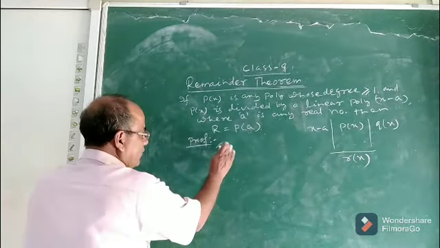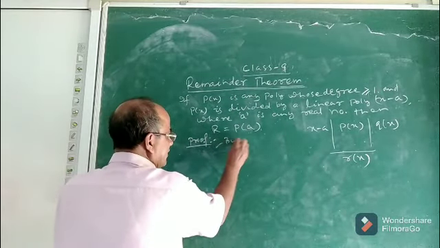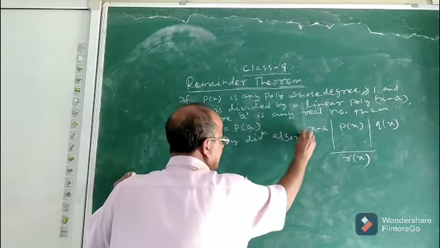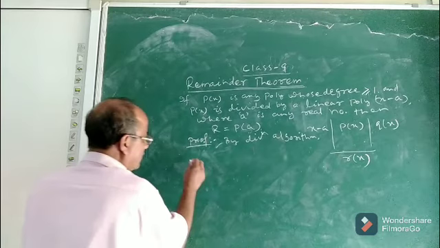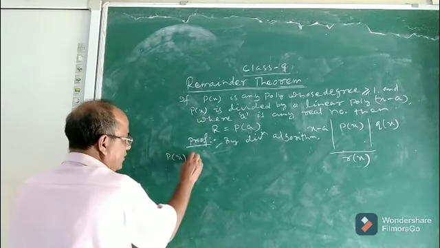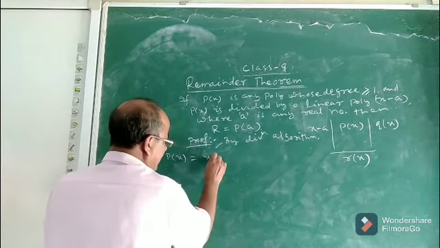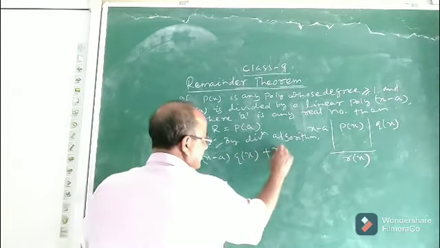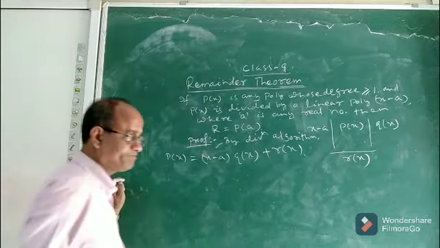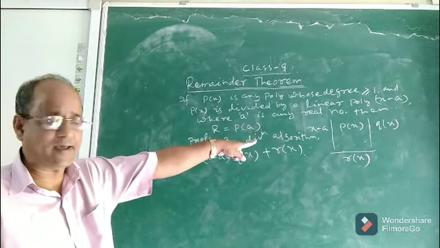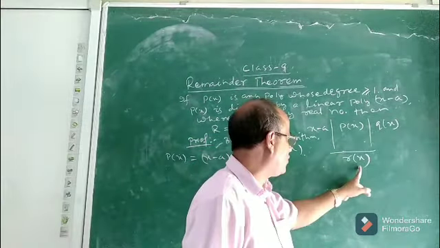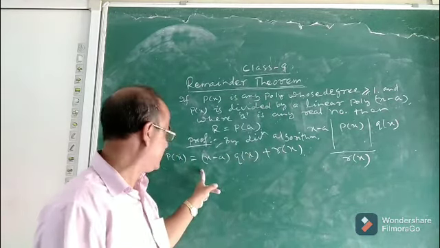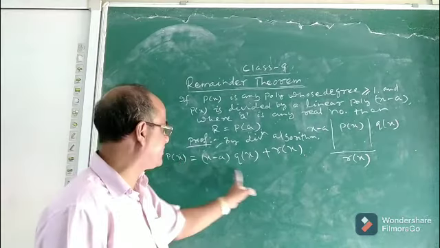So, by the division algorithm for polynomials, P of x will be equal to the divisor x minus a into quotient Q of x plus remainder R of x. If P of x divided by x minus a gives quotient Q of x and remainder R of x, then by the division algorithm for polynomials, we will have P of x equal to this.